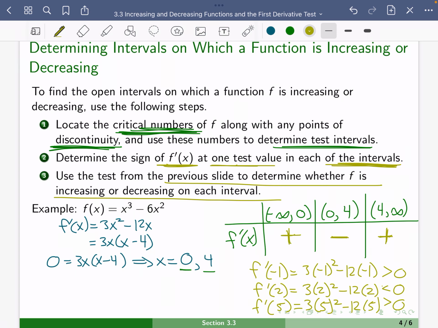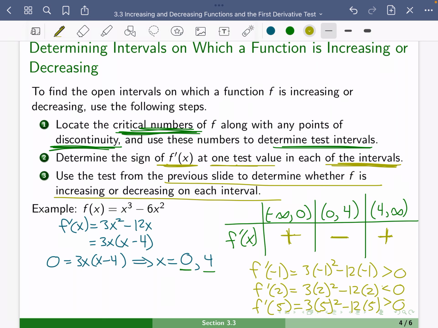That is step 2. We determined the sign of the derivative at one test value. So we picked -1, 2, and 5. You could have picked -10 billion, 3.75, or you could have picked pi there. Oh, that would have been great. You could have plugged pi in, and you could have picked 28.4. I would pick nice values, but whatever values you want to choose, as long as they're in the intervals.